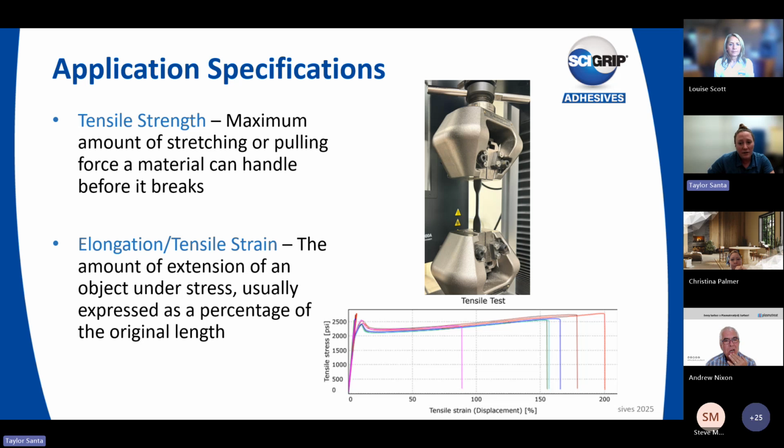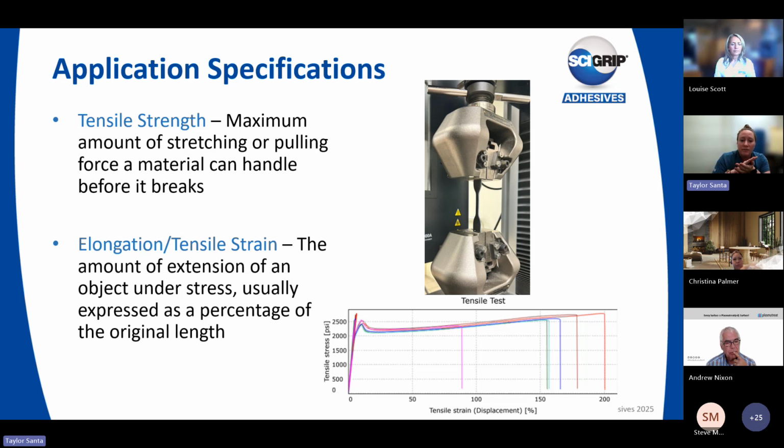So there are a few different types of strengths that we'll really think about and that customers will really think about when exploring switching from one adhesive to another or from mechanical fastening to adhesive bonding. Tensile strength is one of these. It is the maximum amount of stretching or pulling force a material can handle before it breaks. This strength is tested just as the adhesive material. It's not bonded to anything.